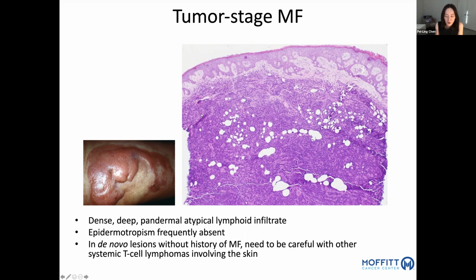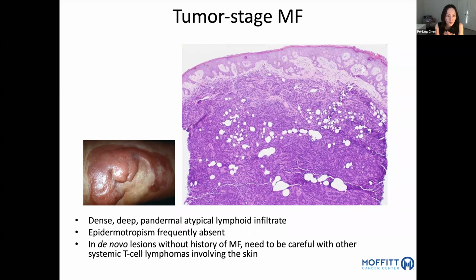In de novo lesions, so without the epidermal tropism, if a patient does not have a long-term course of patch plaque lesions, the pathologist also needs to be careful. In these de novo cases, meaning newly arisen tumors without previous patch plaque, we need to be careful it's not cutaneous involvement by another systemic T-cell lymphoma involving the skin. So usually we present these cases at tumor board and discuss with the clinician. I also say, hey, there's no history of mycosis fungoides, no patch plaque lesion, I think this patient probably deserves a systemic workup as well to rule out other things.